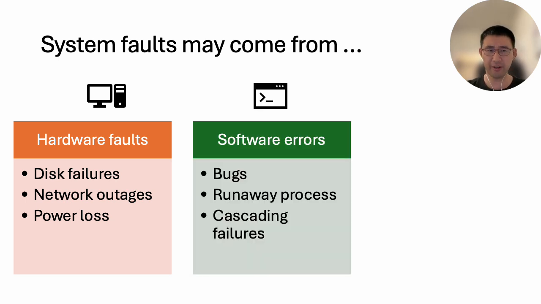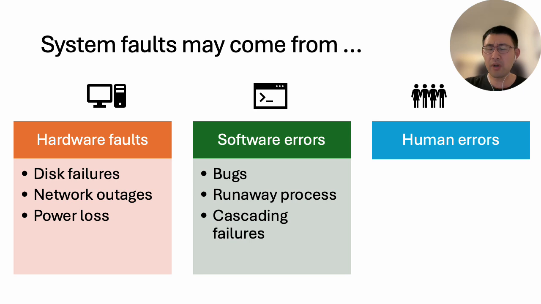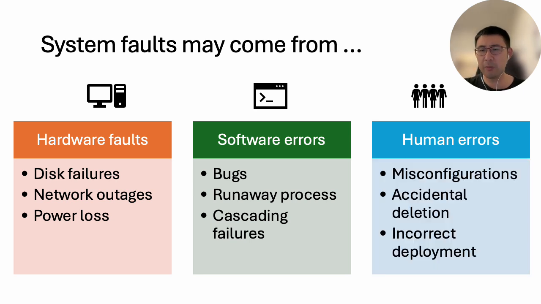It could also be software errors. For example, there could be bugs. Or there could be a runaway process that keeps consuming resources, causing out of memory or out of disk space. Or it could be a cascading failure, where some nodes in the system start to behave unexpectedly, and the whole system cascades the mistake and shuts down. Or it could simply be a human error. It could be a misconfiguration by the operator. It could be something accidentally deleted by someone else. Or it's simply an incorrect deployment by the person deploying the application.